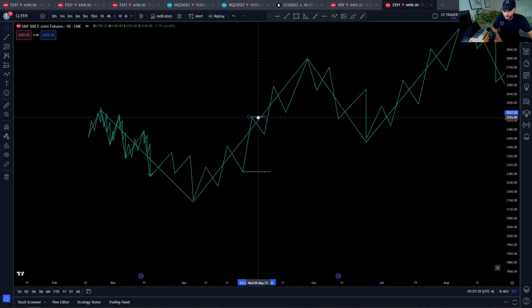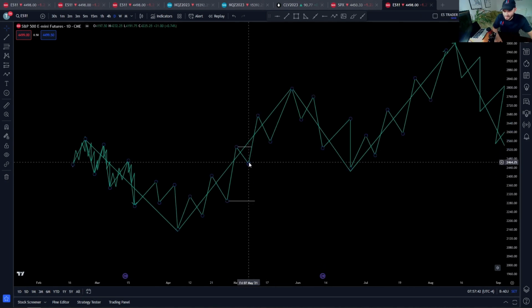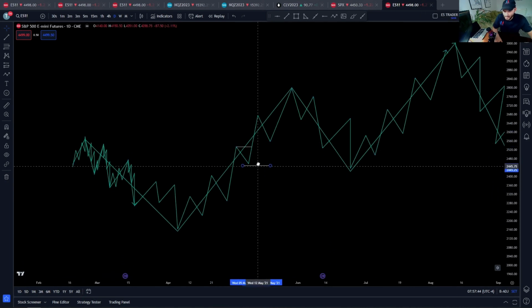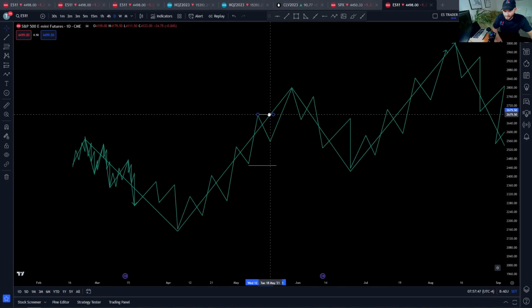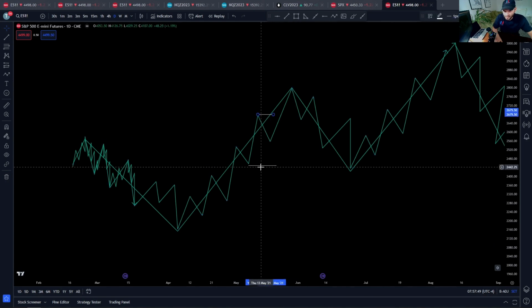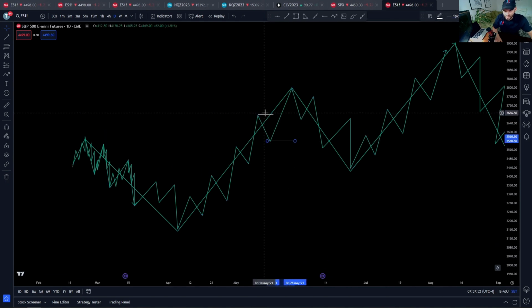This is our high. Same again. Once this low creates a new high, this is our low, this is our high. When this low puts in a new high, this is our low, this is our protected high.